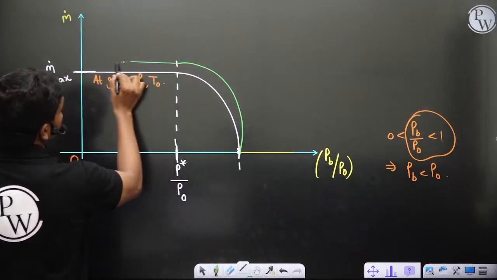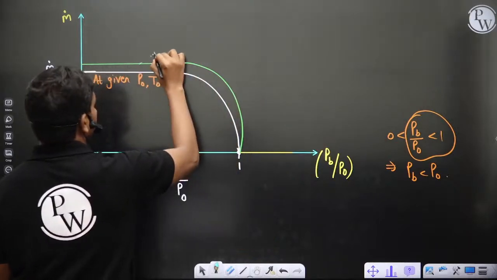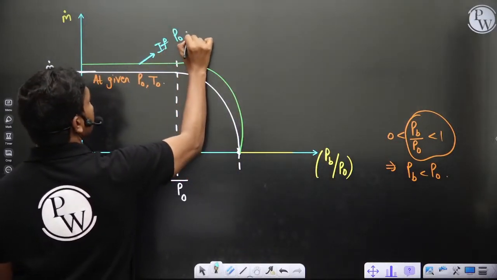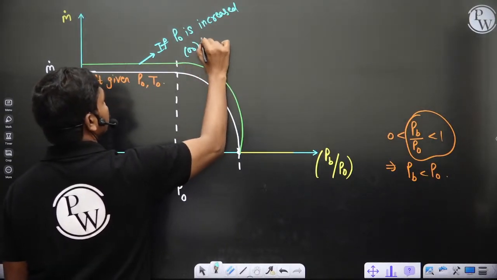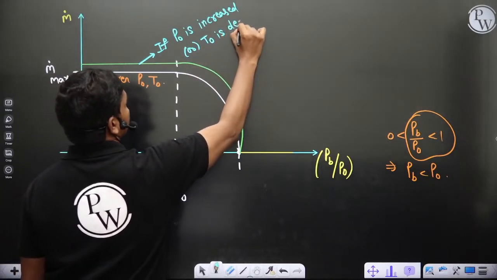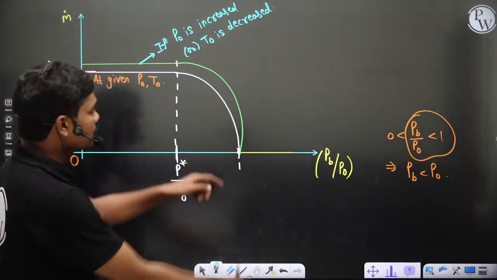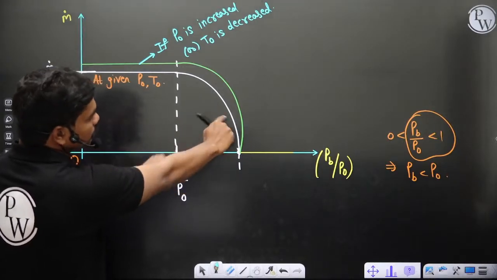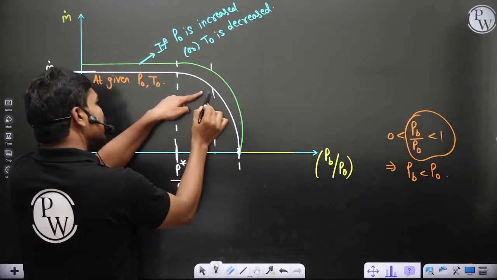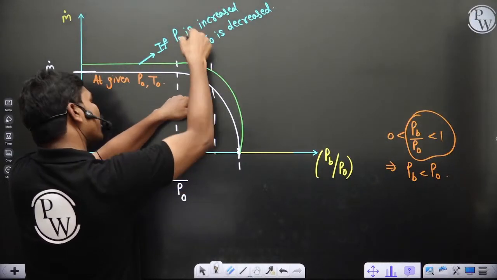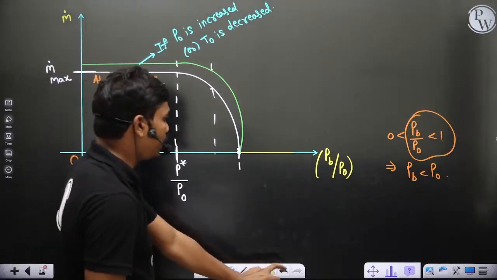So this will be the curve something like this. If P naught is increased or T naught is decreased, definitely at the same value of P by P naught, your mass flow rate increases. Means if I construct a line like this, then at a given P naught, T naught, if I do any one of these things or maybe both, then definitely at the same pressure my mass flow rate will increase. Okay, so that's the idea.